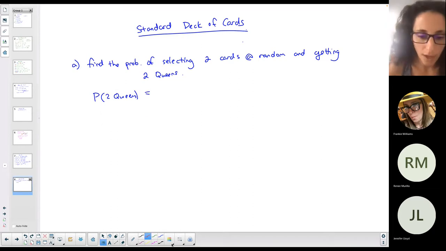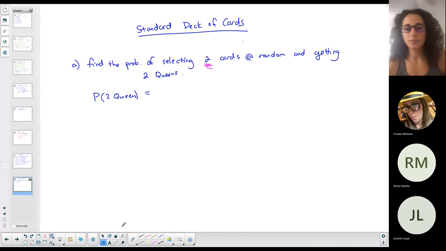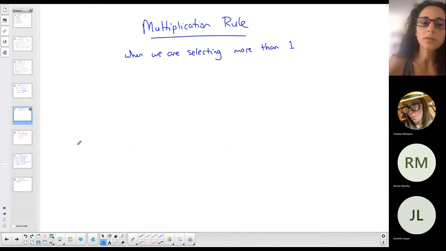So I'm reading this and I'm like, okay, now it's more than one. Whenever I have a more than one situation, which is a multiplication rule, now I know I'm going to multiply. I have to consider whether my multiple events are independent events or dependent events.